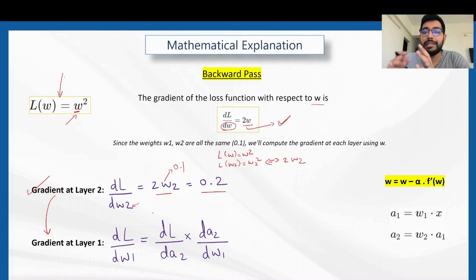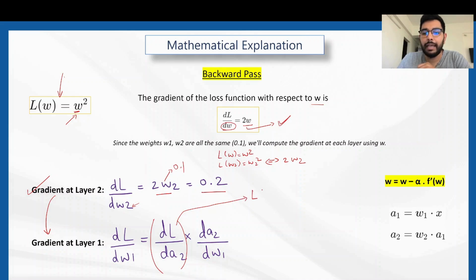Over here, we'll be using the chain rule for differentiation to make our calculations easier. Chain rule essentially means multiplying and dividing by the same value. Over here, if you see, I have multiplied and divided by dA2 both the sides. If I cancel out these two values, I'll be left with dL by dW1, which is the thing that I want essentially. So I have two things to be calculated to find the gradient at layer 1. The first one is dL by dA2, that is differentiation of the loss function with respect to A2. Now let's calculate this first.